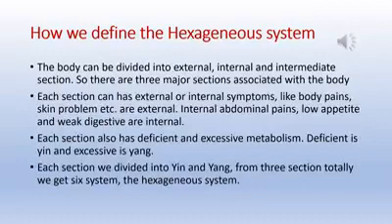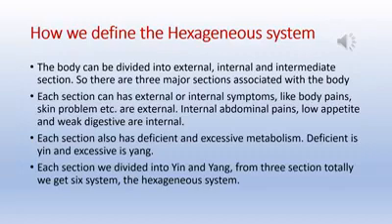Now, how do we define the hexagenous system? The body can be divided into external, internal, and something intermediate. So these are the three levels of the body, the three major sections associated with the body. Each section can have external or internal symptoms. Body pains and skin problems are external, while abdominal pains inside the body, low appetite or weak digestion are internal.